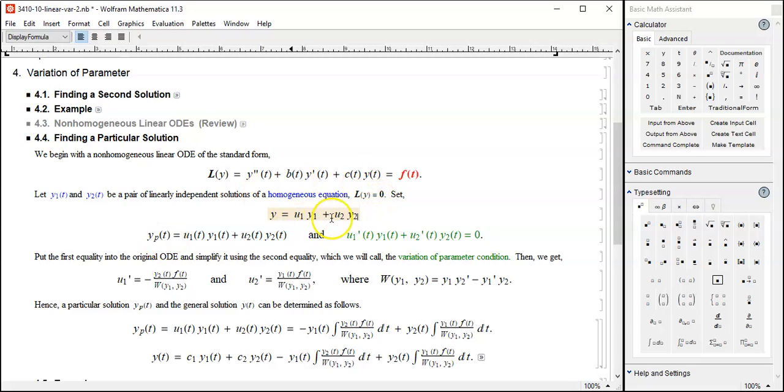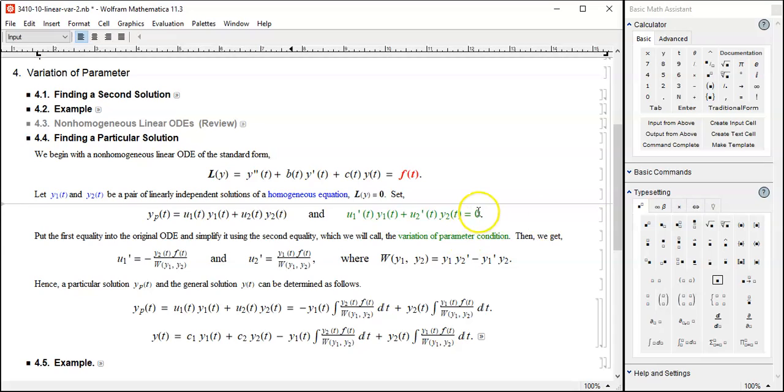But you have two unknowns, u1 and u2, and only one equation. That's not going to cut it. So we need another condition, and we return to this rather strange equation here, an artificially selected equation. This one is typically called the variation of parameter condition. And that gives you two equations and two unknowns. With some difficulty, you can solve it. Once you do, you're going to get this kind of form.